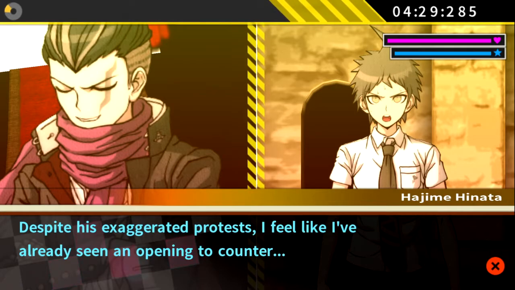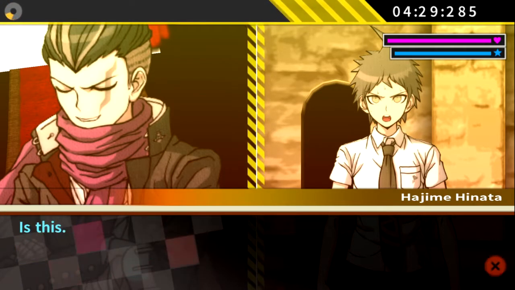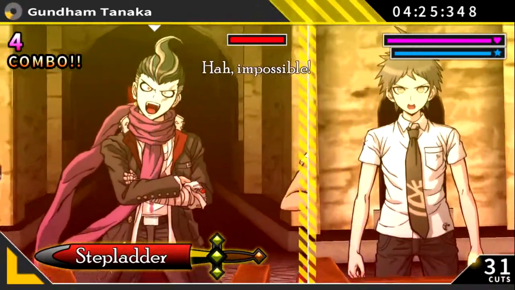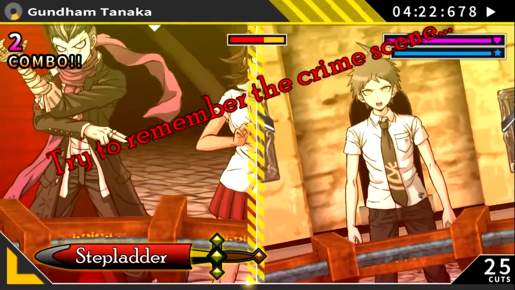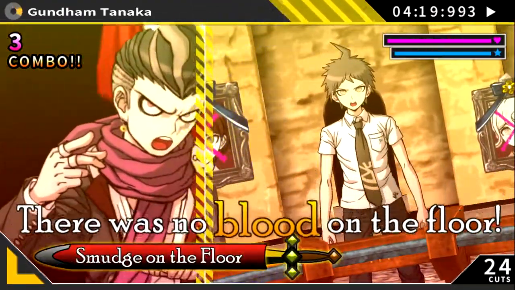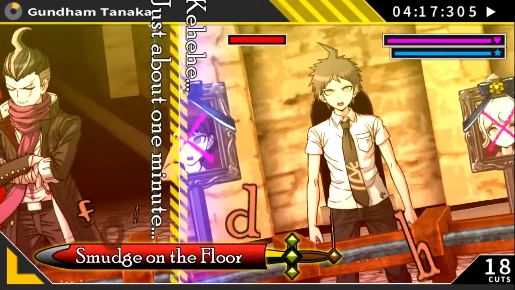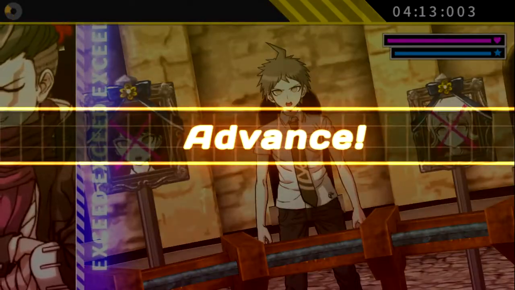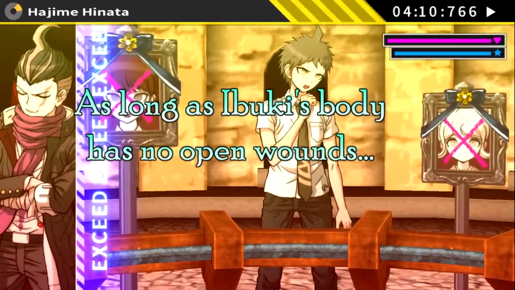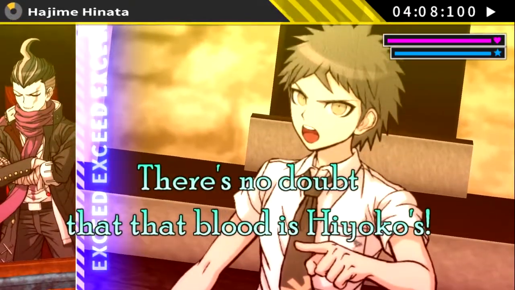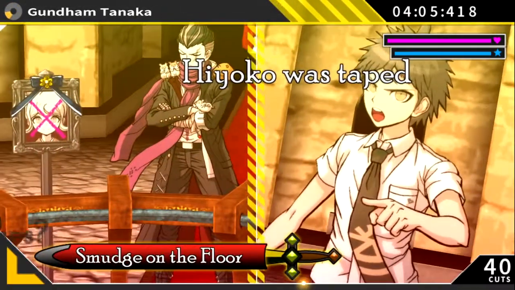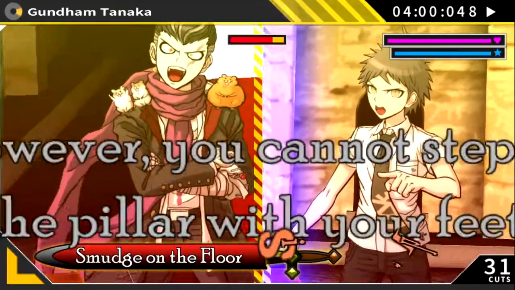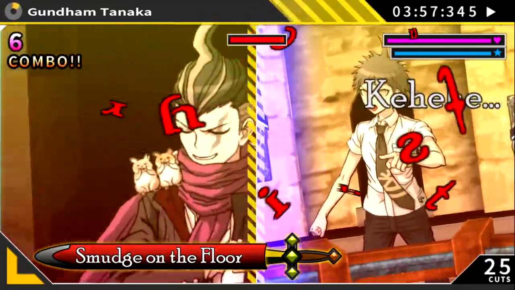Yeah, okay, despite his exaggerated protests, I feel like I've already seen an opening to counter. You're saying the blood on Ibuki's feet belonged to Hiyoko? Impossible! Try to remember the crime scene. There was no blood on the floor. You can't step on blood that was never... Alright, I can push forward. As long as Ibuki's body has no open wounds, there's no doubt that blood is Hiyoko's. Hiyoko was taped to the pillar, yes, but it's possible that the pillar still had blood on it. However, you cannot step on the pillar with your feet.